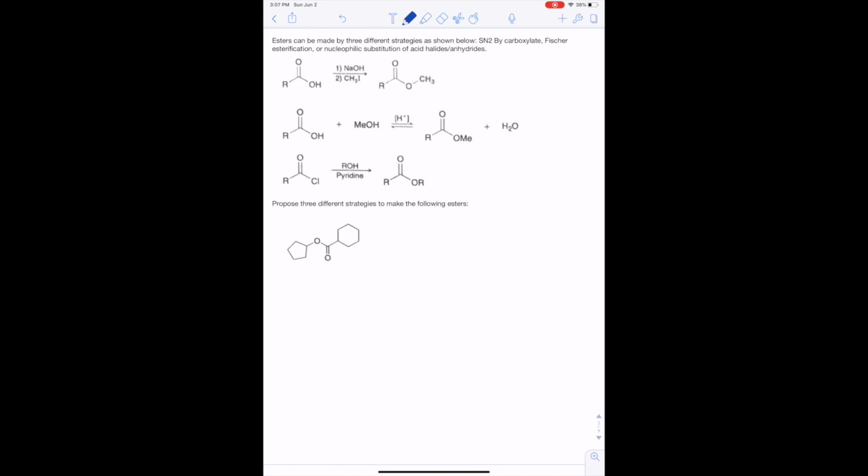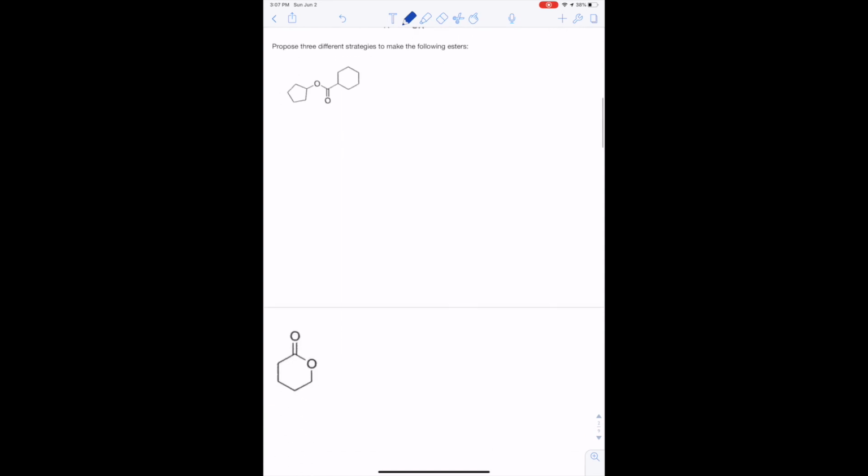These are three different ways that esters can be made. The first is an SN2 reaction by carboxylate. The second is a Fischer esterification reaction. And the third is a nucleophilic substitution of an acid halide. Next, I will show three different ways to make this ester.